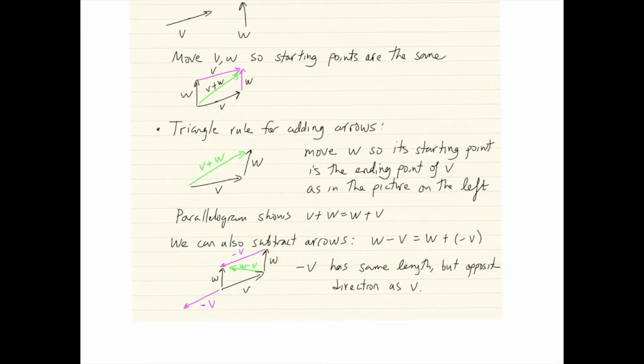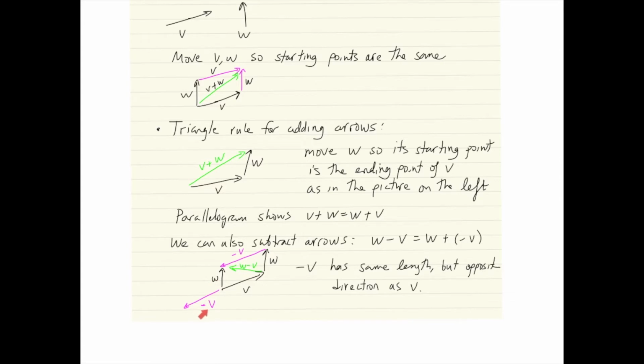Now we can also subtract arrows, and to form w minus v, that's going to be the same as w plus negative v. And negative v is the arrow that has the same length but is in the opposite direction as v. So here's v, and negative v is the same length but opposite direction. And so then we want to add this vector w and this vector negative v.